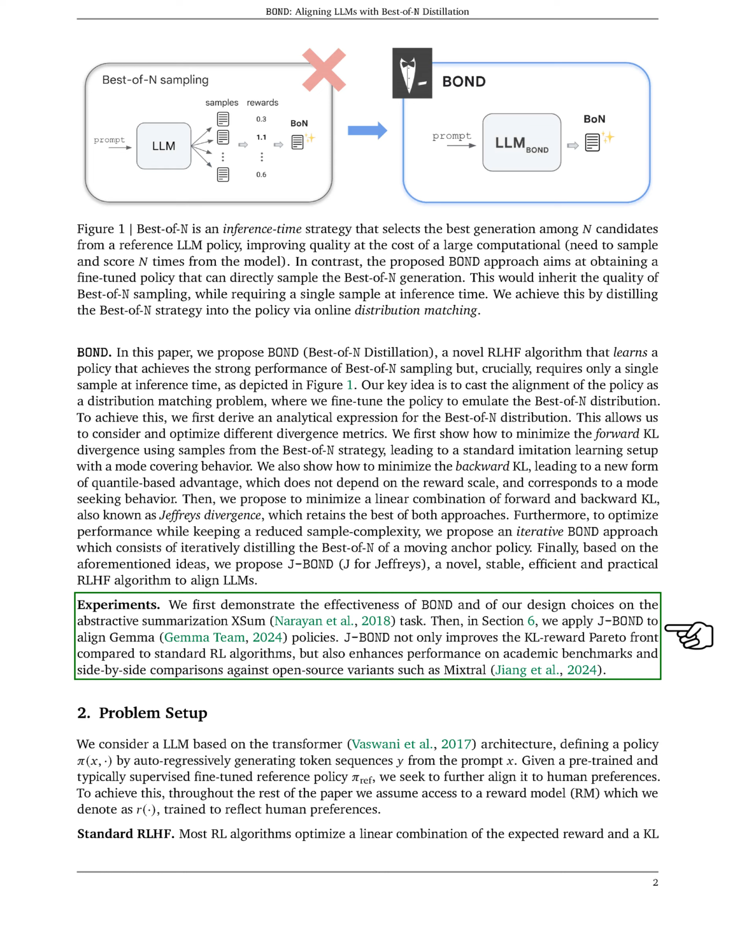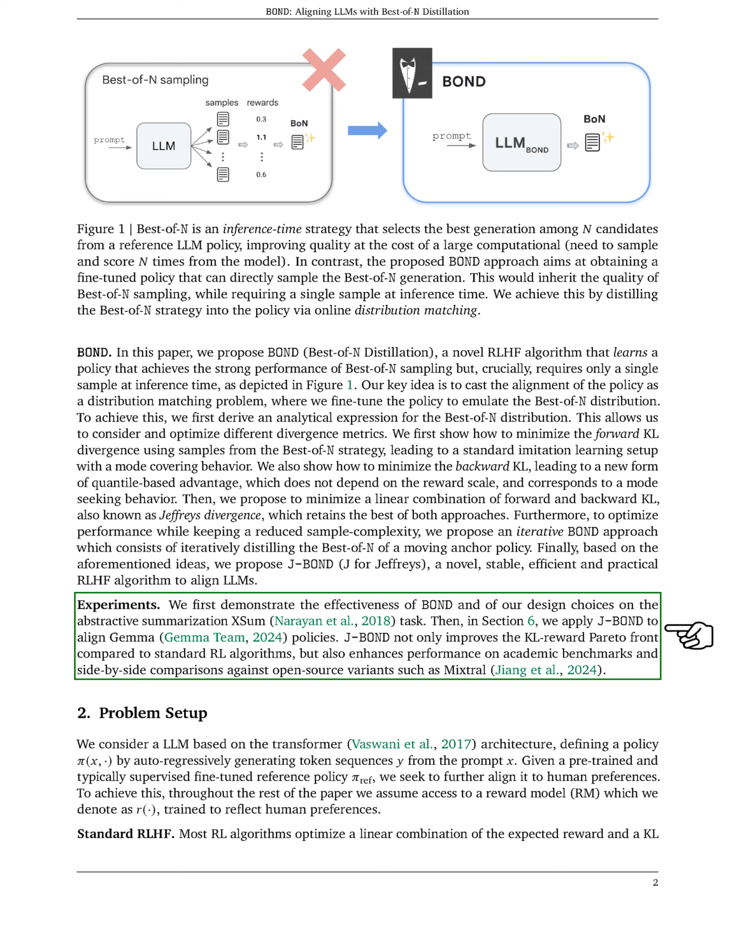In our experiments, we first validate the effectiveness of BOND and our design choices using the XSUM task for abstractive summarization. We then apply J-BOND to align the policies of the Gemma model. Our findings indicate that J-BOND not only improves the trade-off between reward and divergence compared to standard reinforcement learning algorithms but also enhances performance on academic benchmarks and in direct comparisons with open-source models like Mixtral.